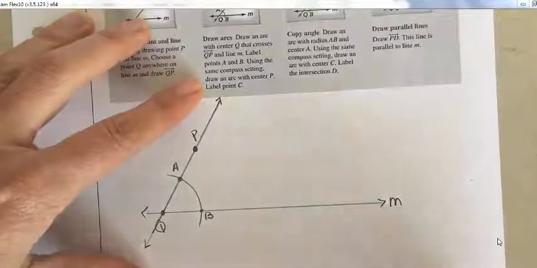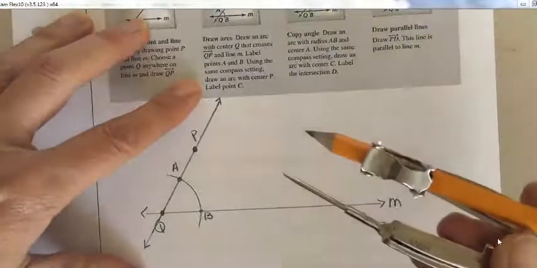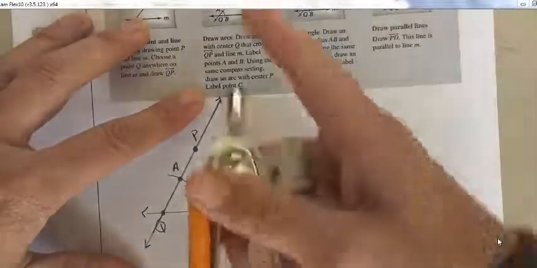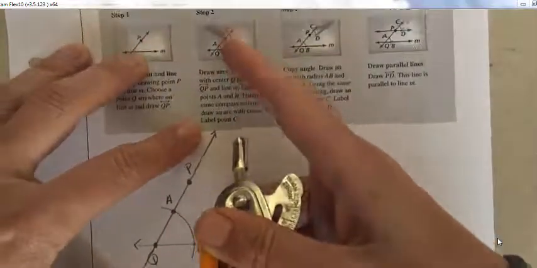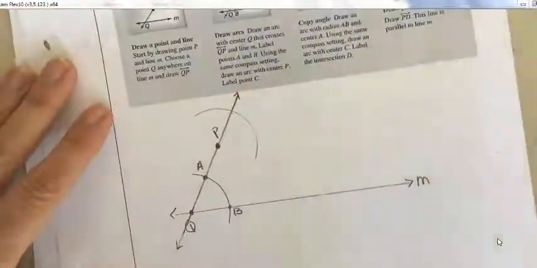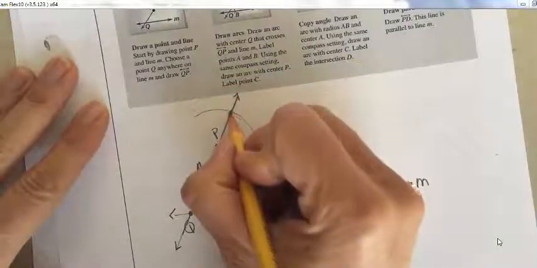Using the same compass setting, so I haven't changed the radius of this at all, draw an arc with center P and then label the point C. Okay, so I'm going to draw it so that it crosses. It should be about the same size. Okay. And where it crosses QP, I'm going to put point C.